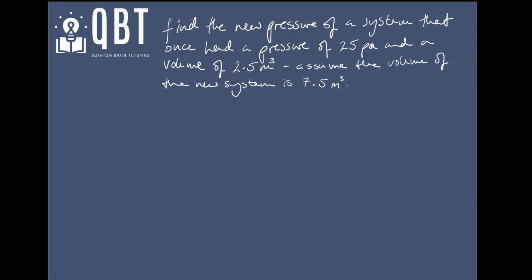Okay, so let's try and use our knowledge of Boyle's law to find the answer to this question. The question is as follows. Find the new pressure of a system that once had a pressure of 25 pascals and a volume of 2.5 meters cubed. Assume the volume of the new system is 7.5 meters cubed. Okay, great. So we need our equation, right? We need P1 V1 is equal to P2 V2, right?